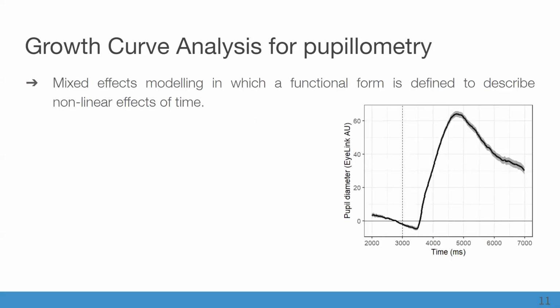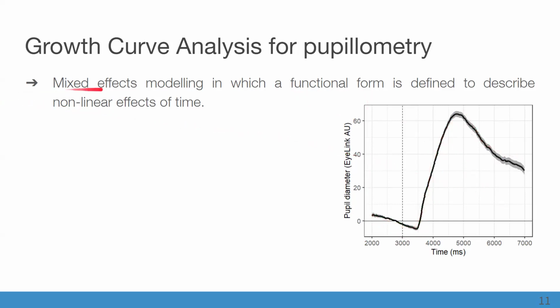So just to say it again, what is growth curve analysis? They are mixed effects modeling in which we will define a functional form to describe effects that are non-linear in time. So here we have the response of the pupil evoked from a task as a function of time. And you can see that this is clearly not linear, right? So we will define a functional form that will describe this. We have to find a functional form that describes this.